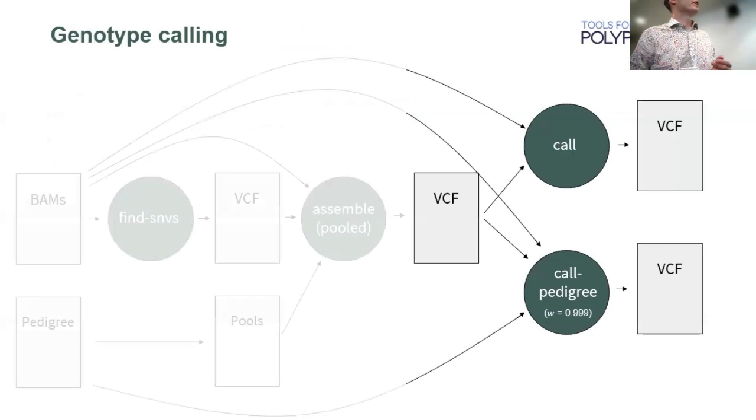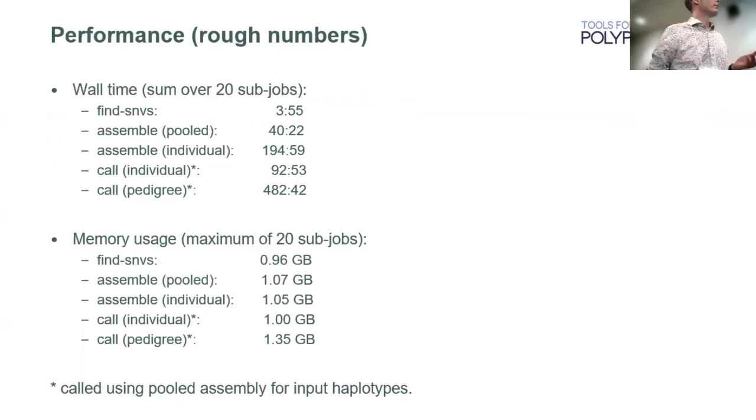So onto the next step in this process, which is the individual and pedigree informed calling. If I run those numbers there, we see that for the individual calling, it takes just under 100 hours in aggregate across the subjobs. And for the pedigree informed calling, it's closer to 500. So this is another one of the reasons that I haven't quite released the pedigree calling tool yet. I do think we can squeeze out a bit better performance than that, but it is an inherently slower process because it's a more complex prior.